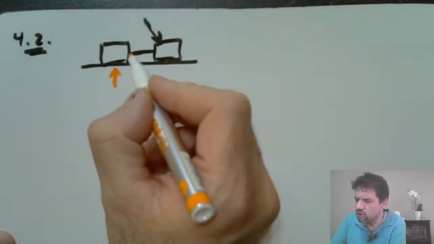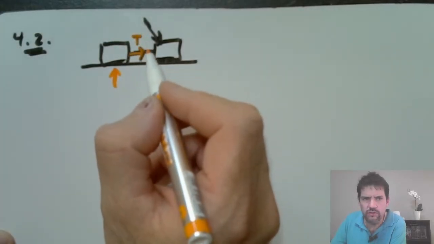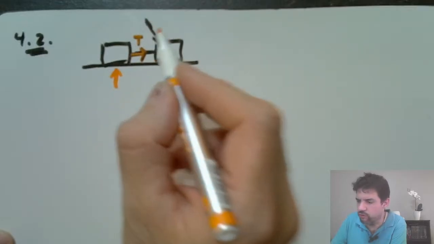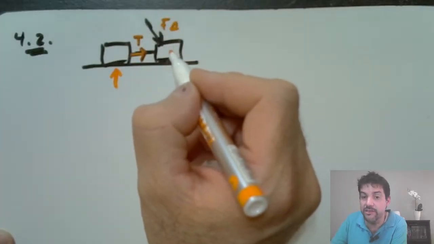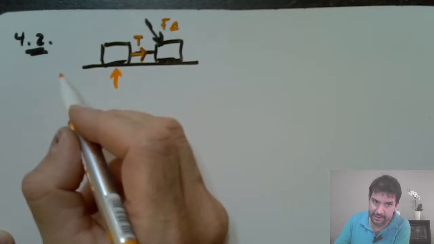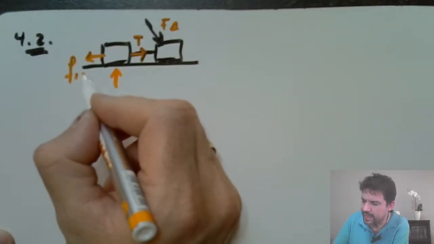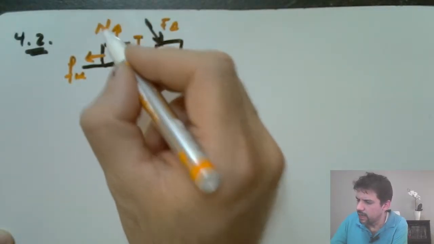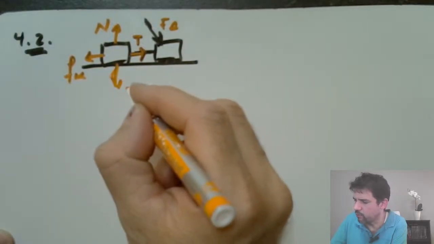First, tension to the front. This force, which is the applied force, is only for this block. It's not for the block at the back. What other forces do we have here? We have friction, which is actually what they're asking us to calculate. We have normal, and we have weight down.